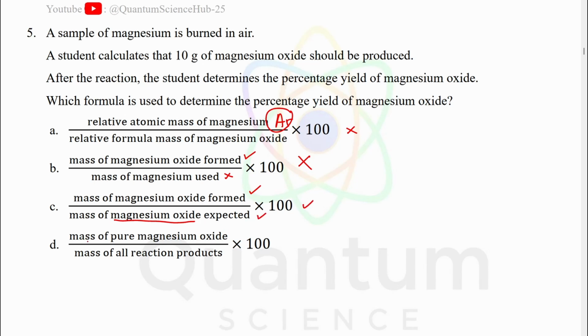What about option D? The mass of the pure magnesium oxide divided by the mass of all reaction and the product. So this is not correct because we are not talking about a product. So the correct answer here is C.